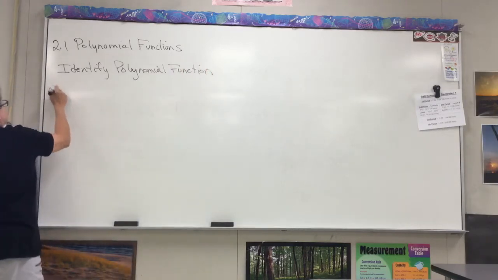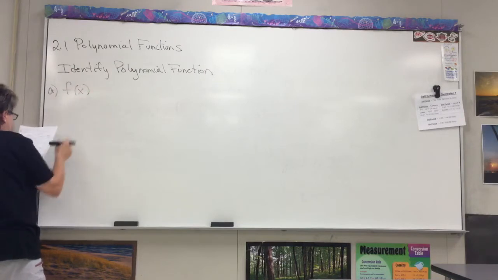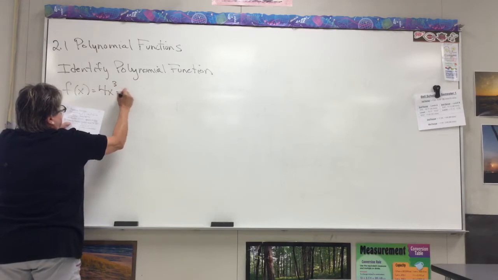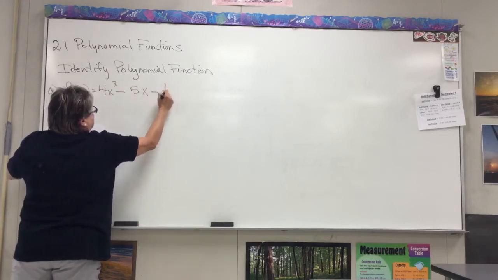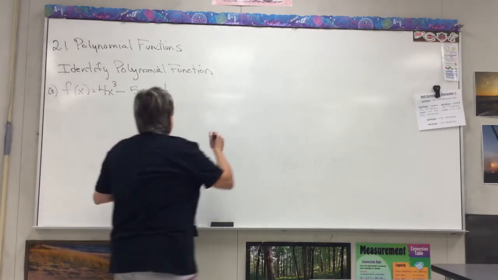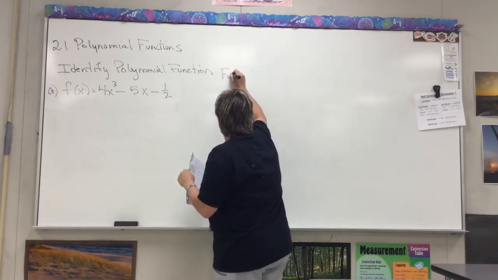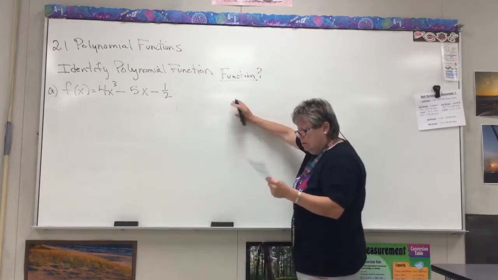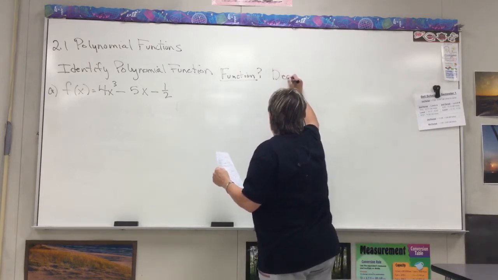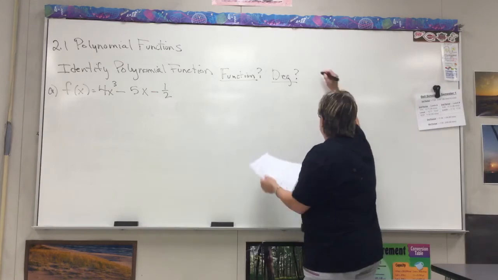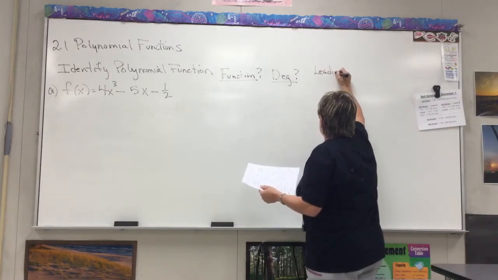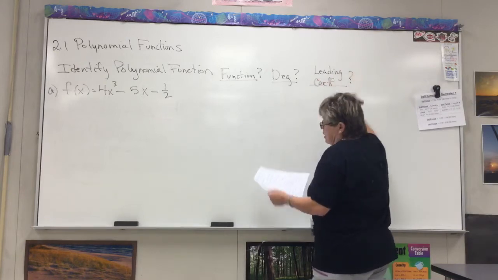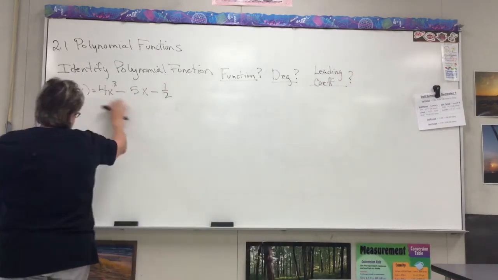For example, suppose I say f of x equals 4x to the third minus 5x minus 1/2. Maybe I make a little chart out of this. First of all, is it a function, yes or no? What would be the degree? And then what would be the leading coefficient? I'll give you several examples here. So here's this first one.